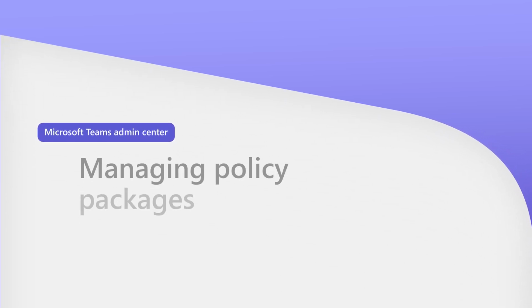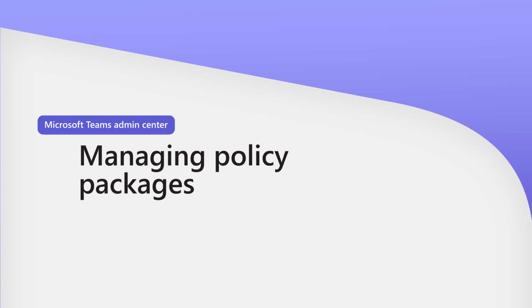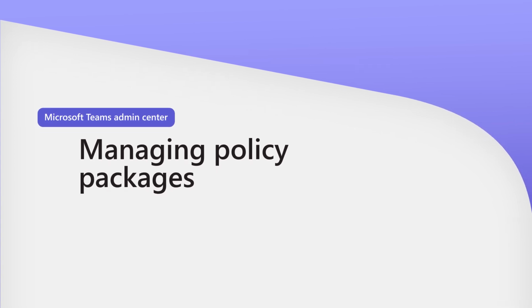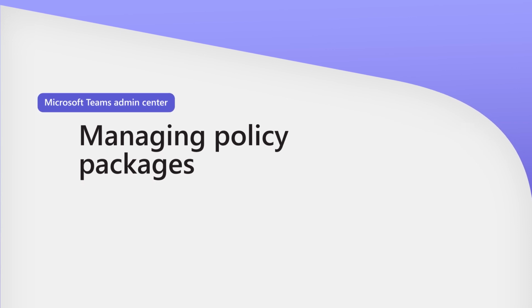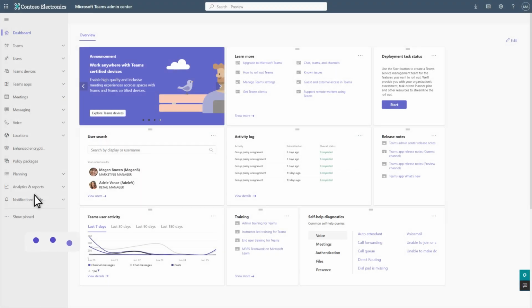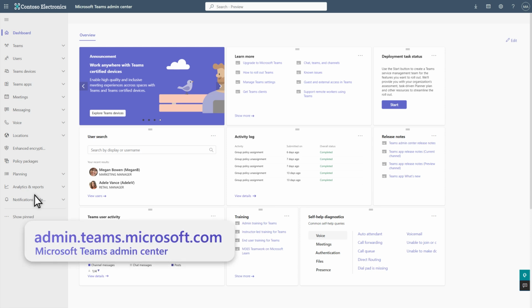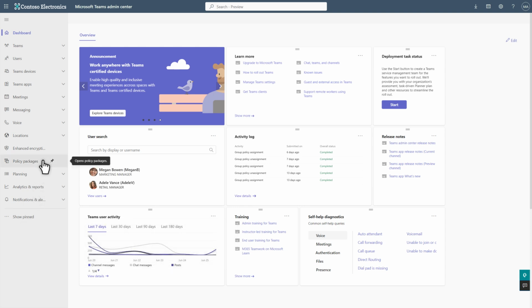In this video, I'll demonstrate how to manage policy packages in the Microsoft Teams Admin Center. They're a convenient way to deploy a collection of policies for different user roles. To get started, open the Microsoft Teams Admin Center at admin.teams.microsoft.com. Then select Policy Packages.